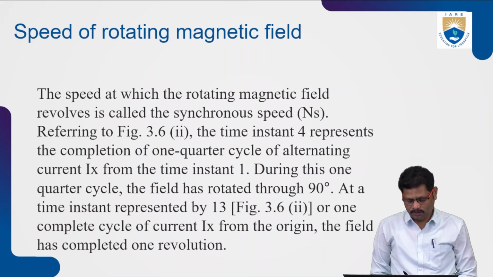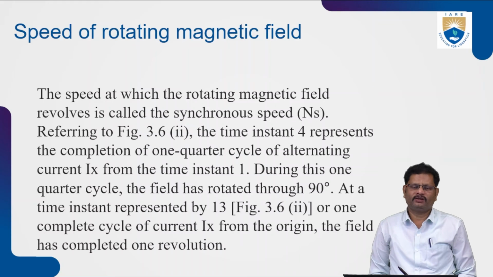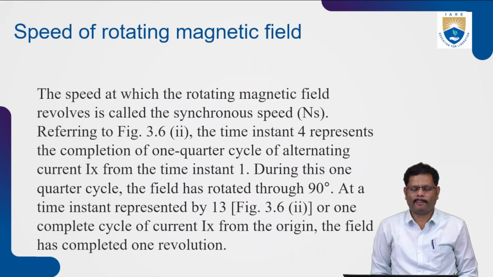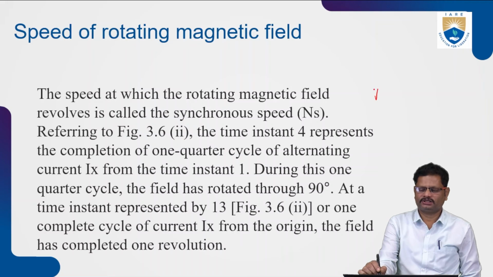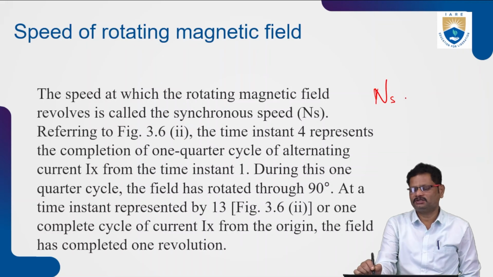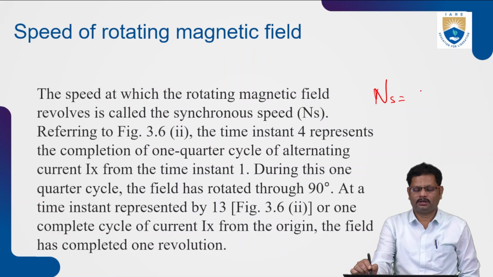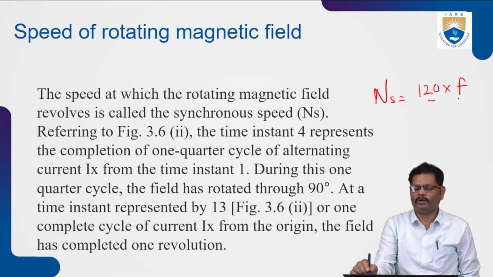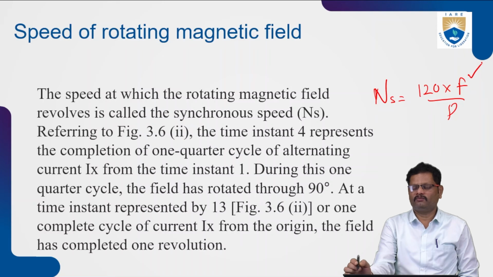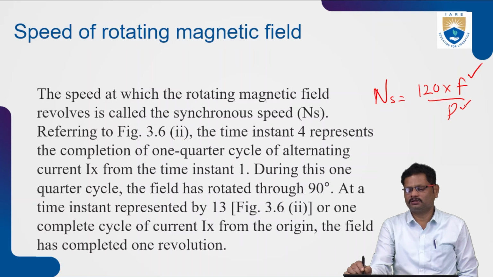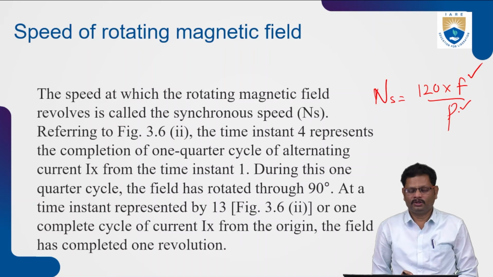And speed. At what speed is the rotating magnetic field rotating? The speed at which the rotating magnetic field revolves is called the synchronous speed. Synchronous speed is denoted as Ns, capital N suffix s. We know the synchronous speed equals 120 f by p, where f is the supply frequency and p is the number of poles.